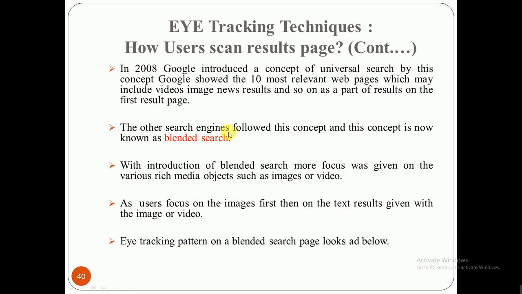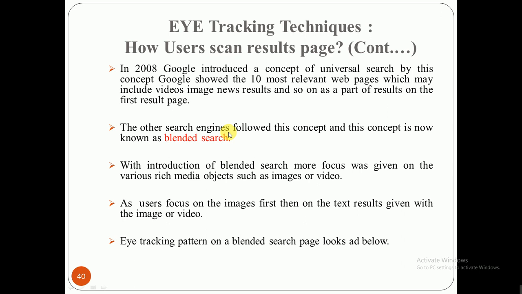In 2008, Google introduced the concept of universal search. By this concept, Google shows the 10 most relevant web pages, which may include videos, images, news results, and so on, as part of the results on the first result page. Universal search means that for the search performed by the user, whatever result is available will be displayed.